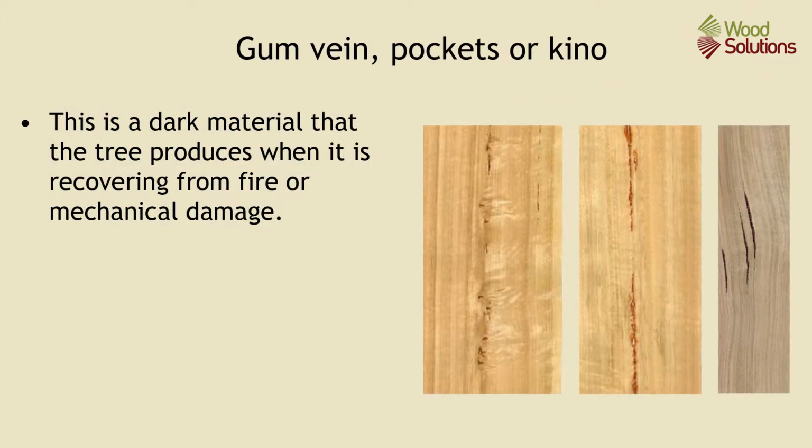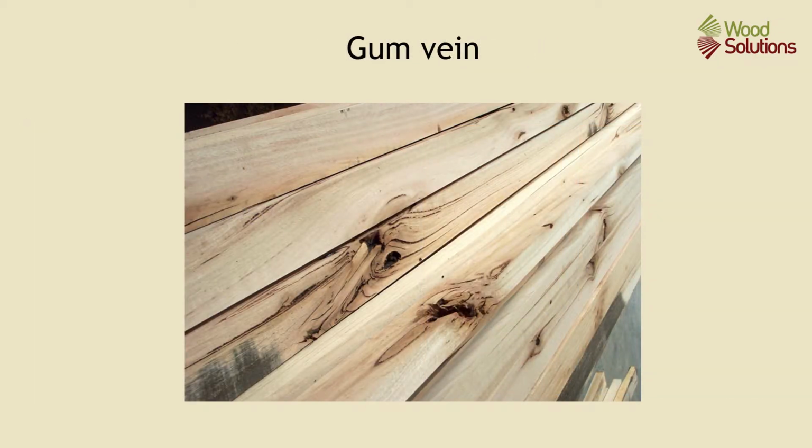Gum vein or kino is a dark material that the tree produces when it's recovering from a fire or mechanical damage. It is very common in timber from eucalypts. In veneer or board, gum vein can be a subtle feature that provides visual liveliness to the surface. In other material, gum vein can be a highly prominent and determinate feature.